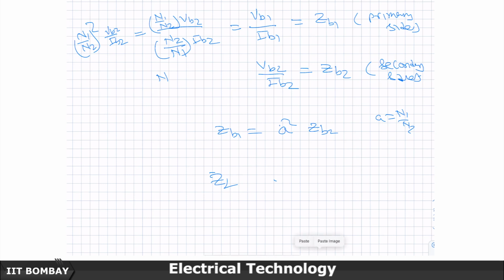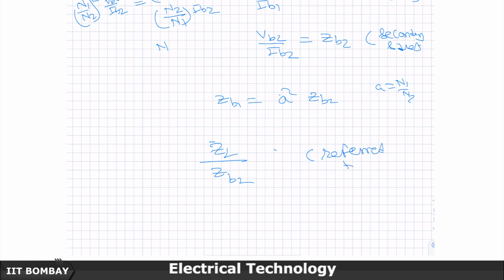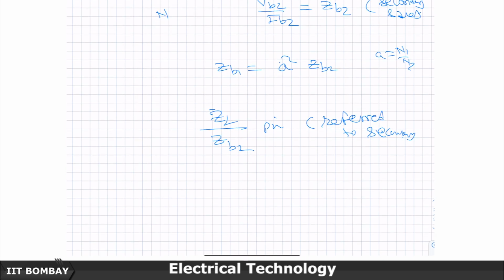So, per unit and percentages are very closely connected values. If I have load impedance on the secondary as ZL, then I can talk of its per unit impedance, which is referred to the secondary, and this will be a dimensionless quantity. If I compare two ratios of the same type, ohms by ohms, it will be a per unit quantity, though you can call it per unit ohms if you want. So, this is the per unit impedance of the load referred to the secondary side.